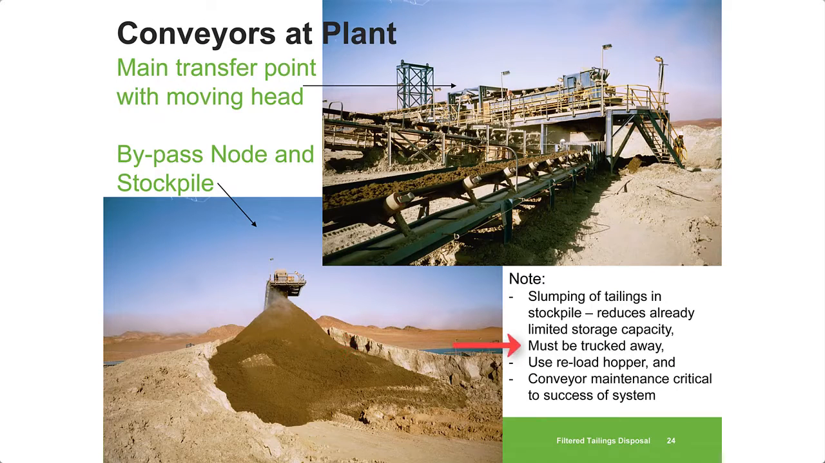But the problem with this type of stockpile is, what do you do with that material? And in this particular case, a lot of it was trucked away, and ideally you would want some kind of reload hopper system that you can reload that material directly back onto the conveyor belt and use it as part of your overland system. And all of this needs to take into account conveyor maintenance and all of those types of things.